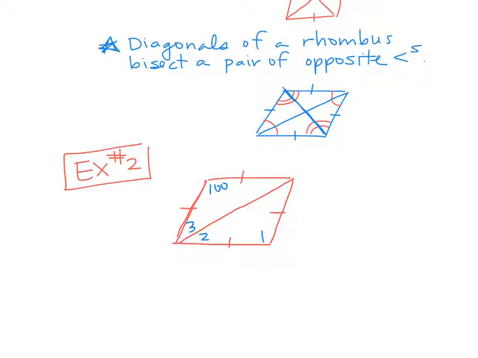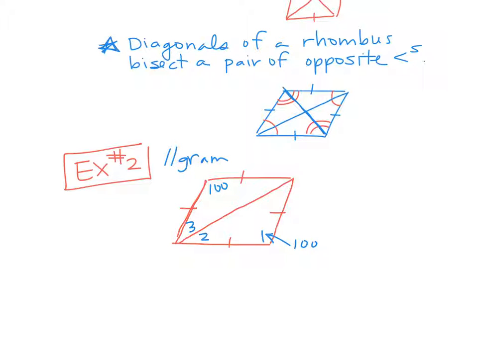Can anyone tell me the measure of angle 1? It's 100, right? Why do we know that's 100? What's the property? Opposite angles are congruent, right? Opposite angles in a parallelogram are congruent. And I'm telling you right now, this is a parallelogram. I should have said that, sorry. So if that's a parallelogram, opposite angles are going to be the same. So that means angle 1 here is 100 degrees. Okay.